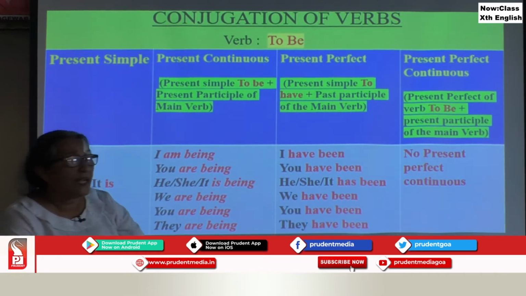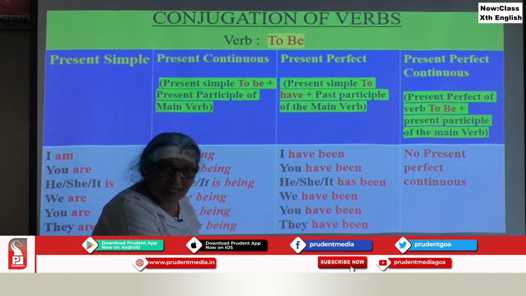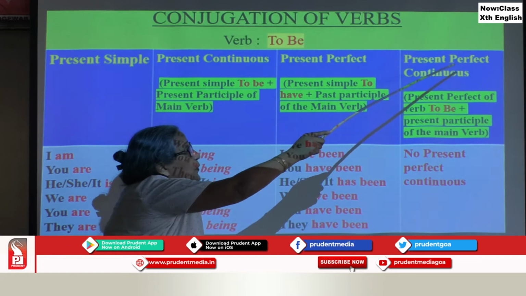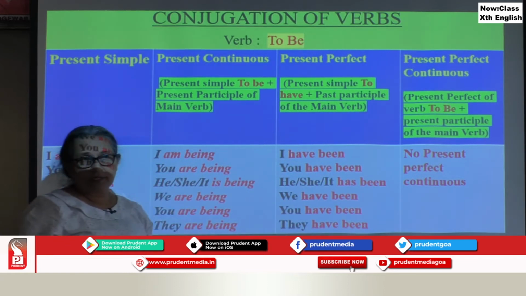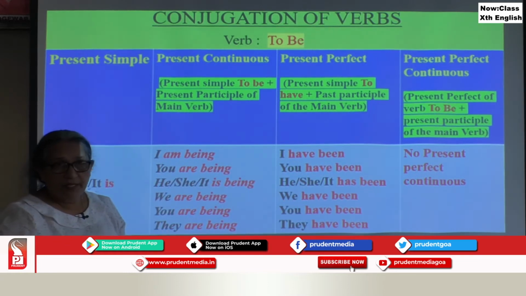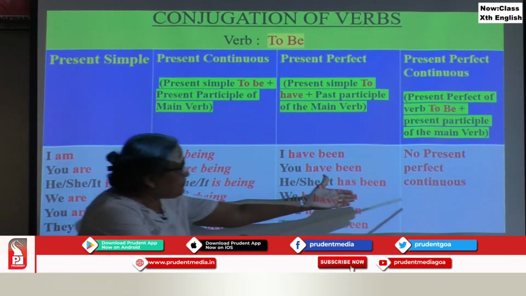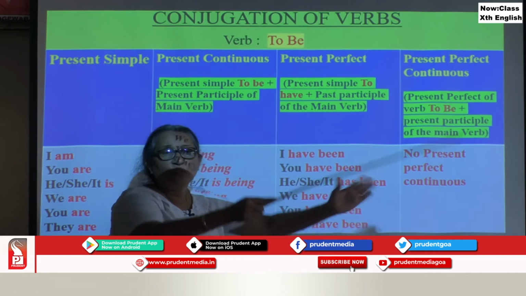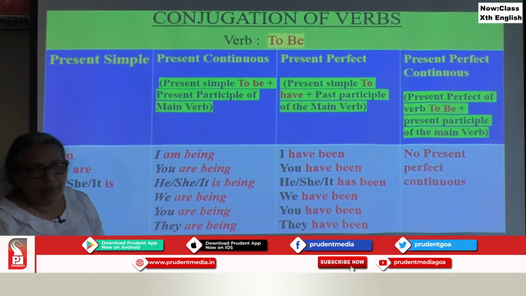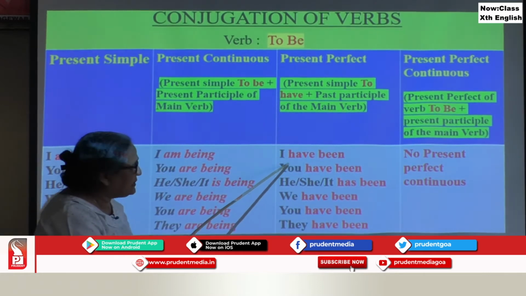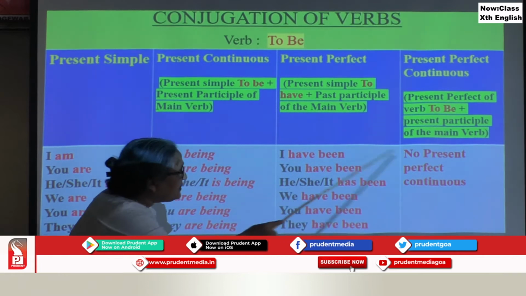Therefore, when we learn active and passive, there will be no passive for present perfect continuous in any verb. Because to make passive, the base is verb to be. If verb to be has no perfect continuous, we will not have passive of present perfect continuous when we come to passive. If you take any other verb here, it would have been like this: I have been doing.